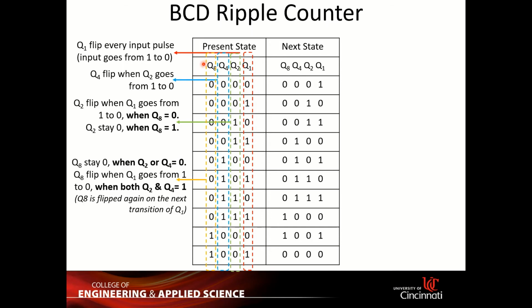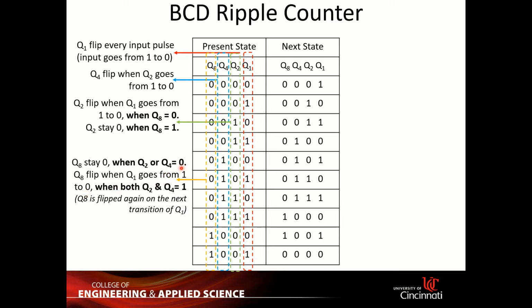In the last column, you have Q8, and it stays at the same value. So Q8 stays at the same value when either Q2 or Q4 is equal to 0. So once again, Q8 stays at 0 when either Q2 or Q4 is equal to 0. Now Q8 will flip when two things happen. First, when both Q2 and Q4 are equal to 1. And when Q1 goes from 1 to 0. So there's two things right there.